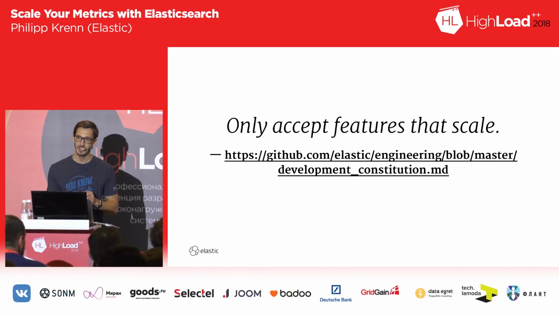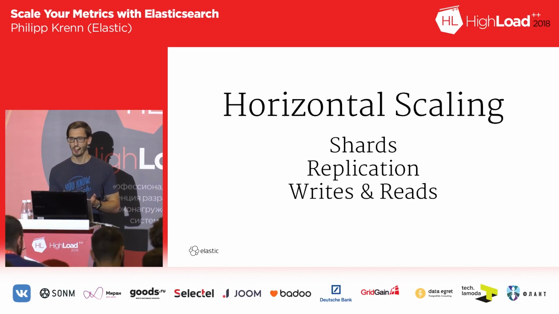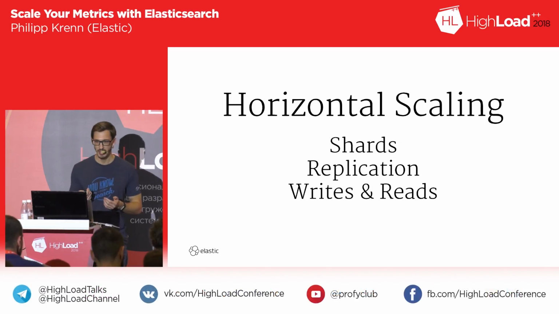We had pull requests in the past from the community for things that work fine on 3 nodes, but totally break on 50 nodes. And unfortunately, there is no way that we're going to merge that. So we are only adding features that do scale. And how do we scale in general? Well, horizontal scaling like pretty much everybody else.